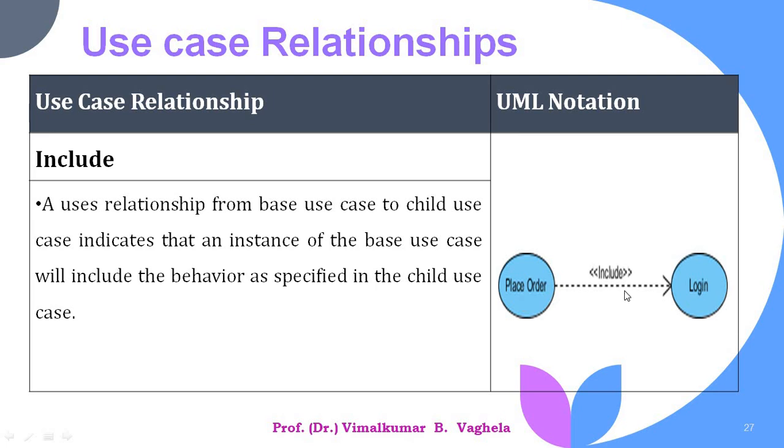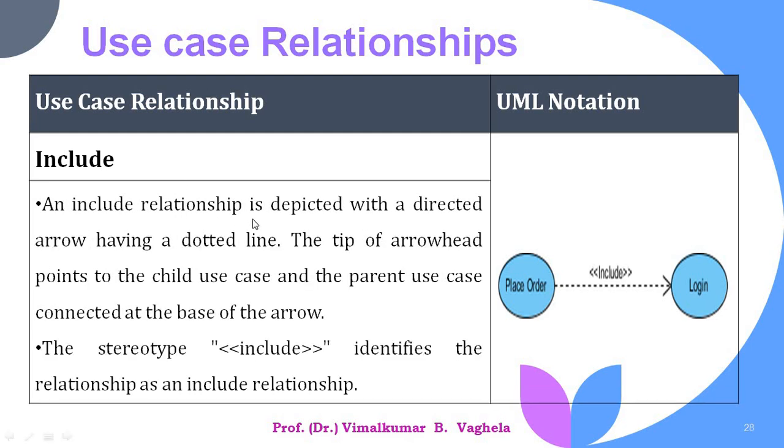Here the place order includes the login. If you want to place an order, then you have to log in. An include relationship is depicted with a directed arrow having a dotted line, that is to be seen here. The tip of the arrowhead points to the child use case, here login, and the parent use case is connected at the base of the arrow.